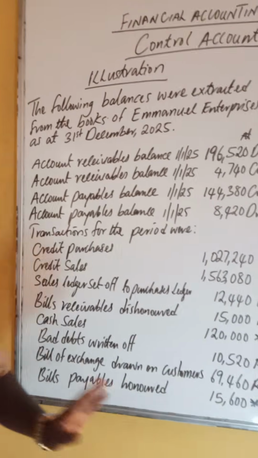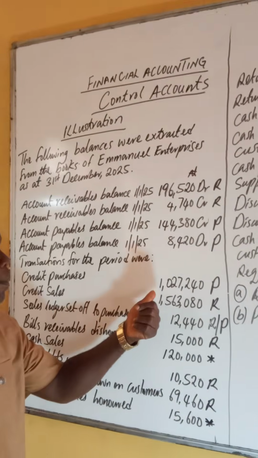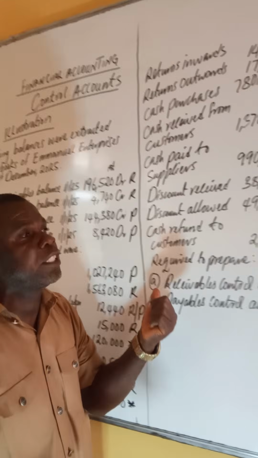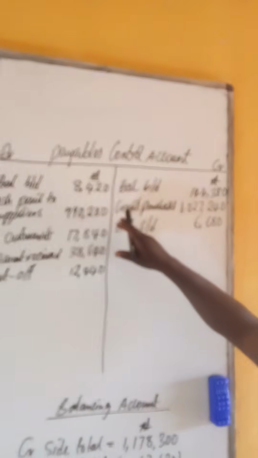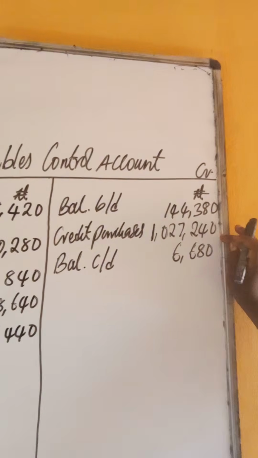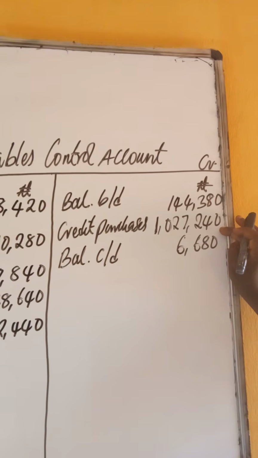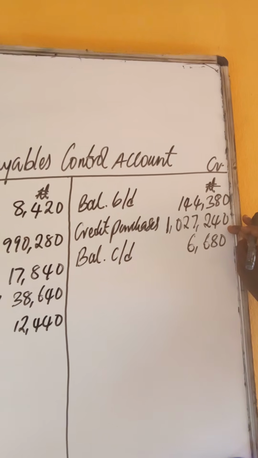So here it is strictly based on the double entry principle. All purchases are debited based on principle. The corresponding entry will go to the credit side. So look at it here. Credit purchases is now credited because it's debited in the ledger based on principle.